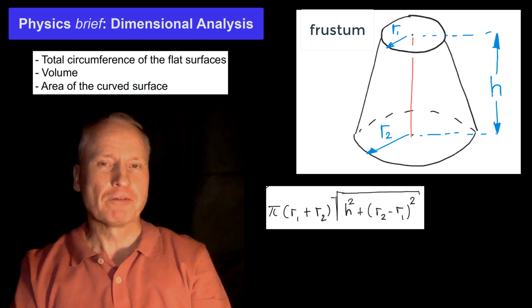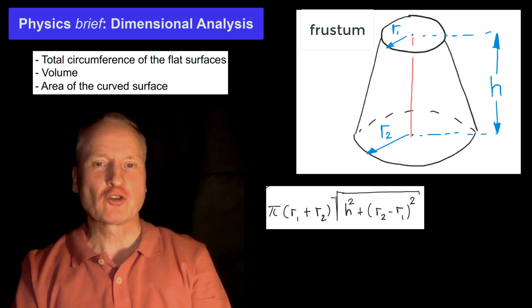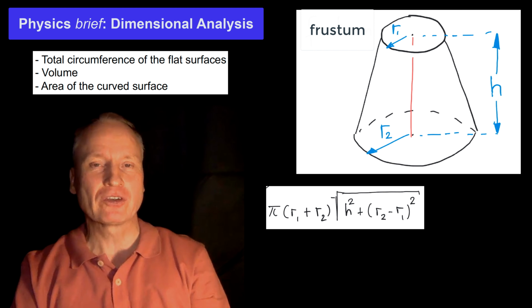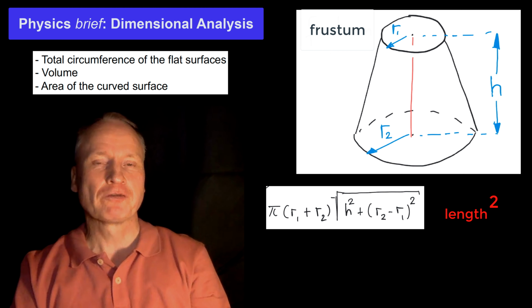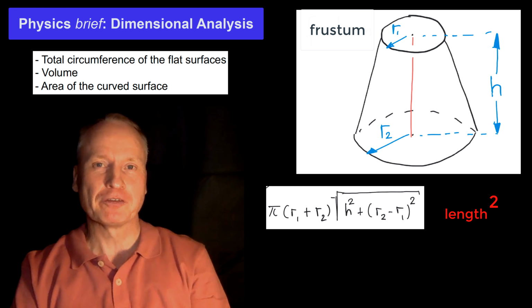Looking at the algebra of the first term, we realize that (r1 + r2) has the dimension length, and the square root of (h squared + (r2 - r1) squared) has also the dimension length. Length times length is the dimension length squared. So the first term has the dimension length squared. That is the dimension of an area. So this first term represents an area. This is probably the area of the curved surface.